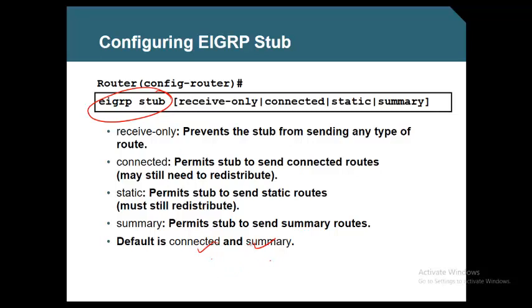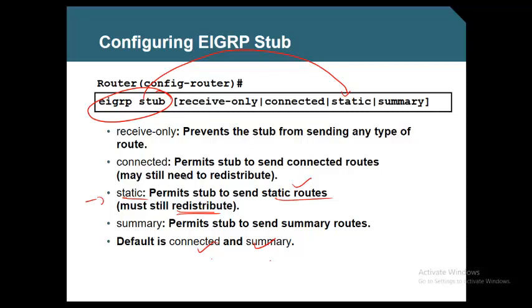Next, EIGRP stub static. What it is, if you have a static route which is redistributed in EIGRP, only that static redistributed route will be taken responsibility for. The router will not take responsibility of connected or summary. It is going to take responsibility only for that static route which is redistributed into EIGRP. You got it?